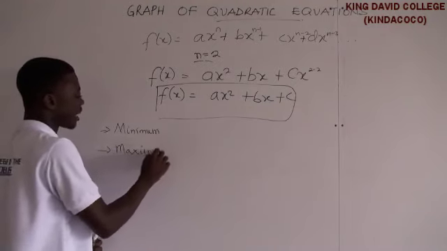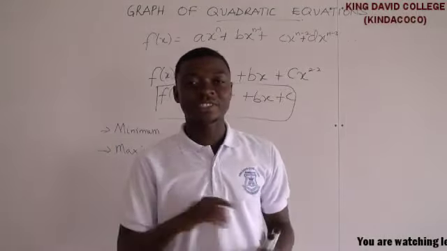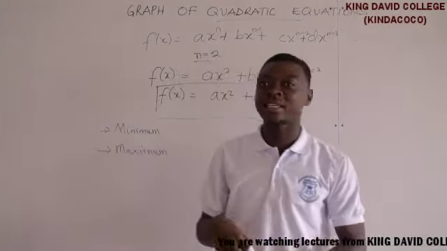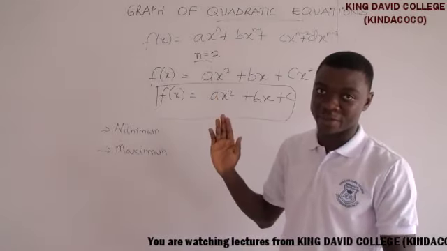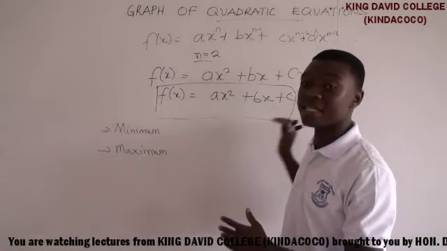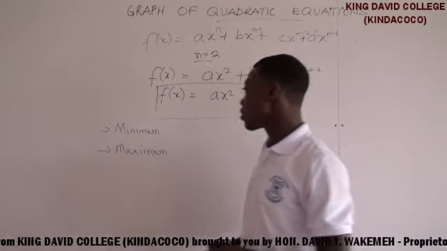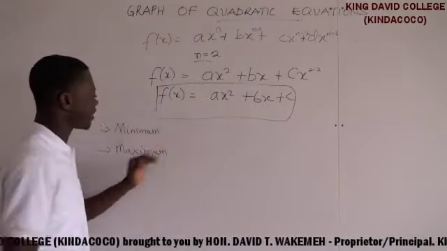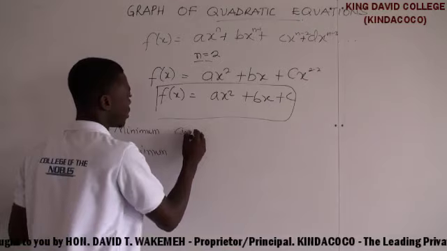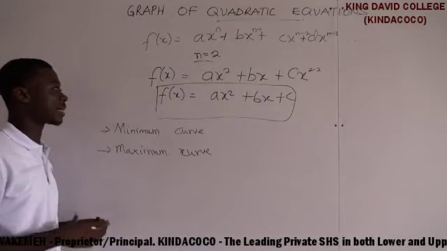Okay, minimum or maximum. When we treated coordinates, we realized that we have linear functions, so that one the graph will be in a linear format. And I made mention there that in quadratic, the graph is going to be more like a curve. Okay, but the shape of the curve depends on the parameters within this specific function. Okay. So we have a minimum curve and then a maximum curve.